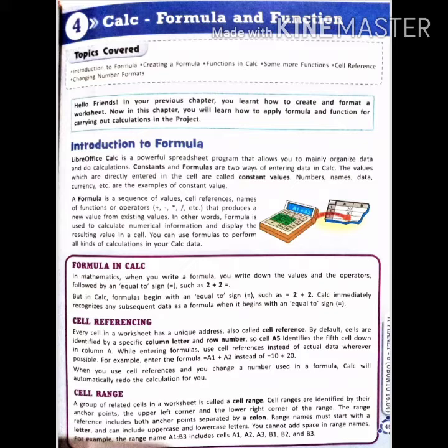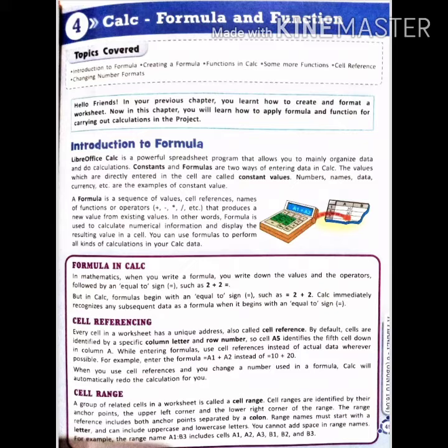While entering formulas, use cell references instead of actual data wherever possible. For example, enter the formula =A1+A2 instead of =10+20. When you use cell references and you change a number used in a formula, Calc will automatically redo the calculation for you. Cell range. A group of related cells in a worksheet is called a cell range.